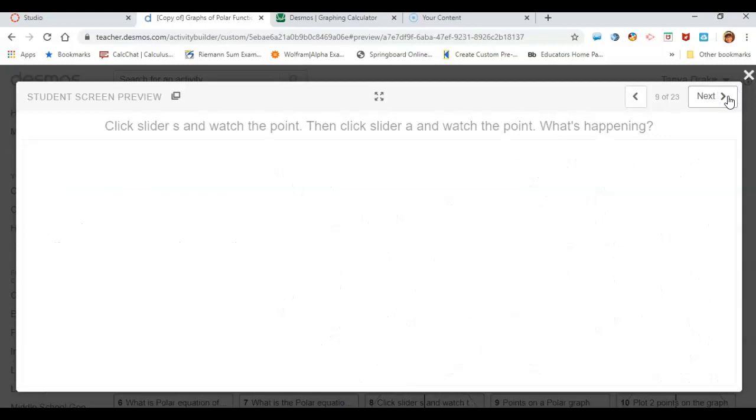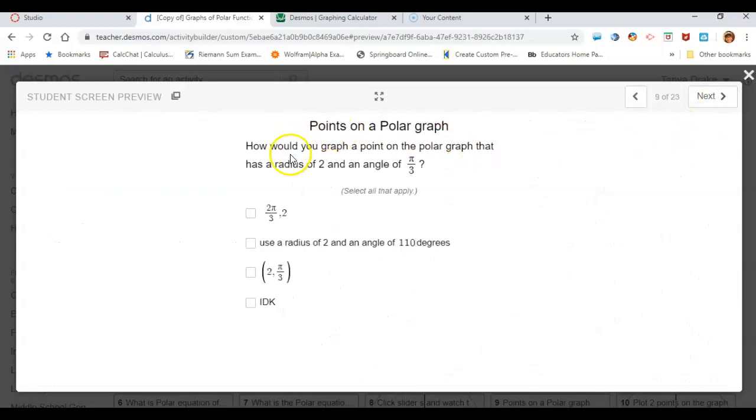Next, our students will be asked the question, how would you graph a point on the polar graph that has a radius of 2 and an angle of pi over 3? Hopefully they will choose this one because it is the correct one, but we shall see.